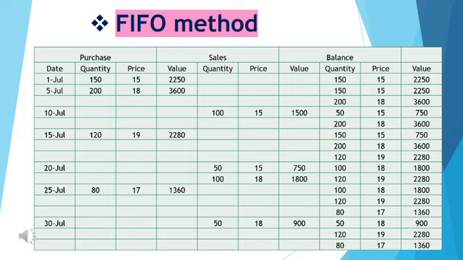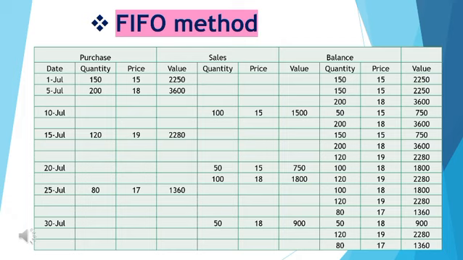On July 20th, 150 units are sold. First, 50 units from 15 rupees stock are sold. Then 100 units from 18 rupees stock. The balance became 100 units at 18 rupees, 120 units at 19 rupees. On July 25th, 80 units are purchased at 17 rupees. So now the balance is 100 units at 18 rupees, 120 units at 19 rupees, 80 units at 17 rupees.